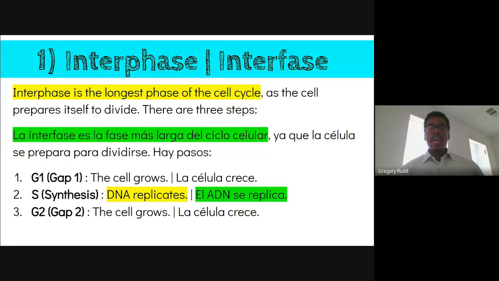And interphase has 3 steps. There's G1 as the cell is growing. There's S, which stands for synthesis. And synthesis is very important, and I'm going to come back to that. And then there's G2, which also stands for gap 2, and the cell is continuing to grow. So in both G steps, G1 and G2, the cell is growing.